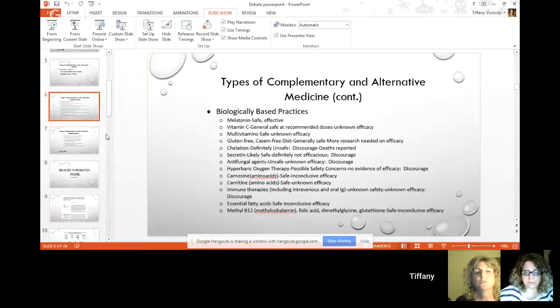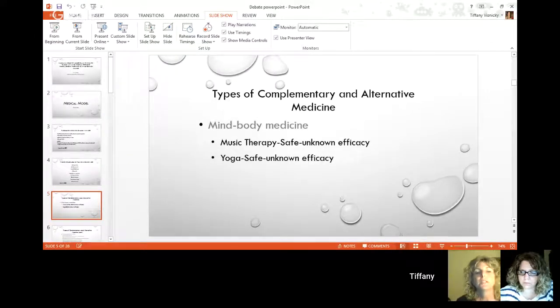Some of the most common treatments for complementary and alternative medicine are music therapy and yoga. Some of the biologically based practices include melatonin, vitamin C, multivitamins, and gluten-free and casein-free diets, for which much more research is needed on efficacy. Discouraged treatments are chelation therapy and the hyperbaric oxygen chamber. Also included are manipulative and body practices, which can include chiropractic, craniosacral manipulation, massage and therapeutic touch, and acupuncture.